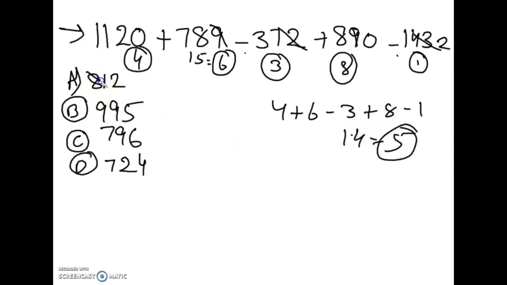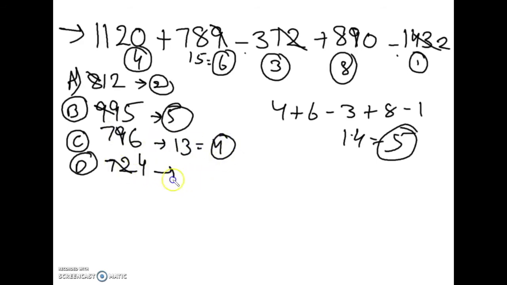If you see the options, 8 plus 1 is gone, the digital sum for the first one is 2. 9 is gone, the digital sum for the second one is 5. 7 plus 6, which is nothing but 13, the digital sum is 4. 7 and 2 is nothing but 9, so 4 is the digital sum. So 5 is the right digital sum which matches the question. So the answer for this question is option B. You can check with your calculator if you want to, you will get the same answer.